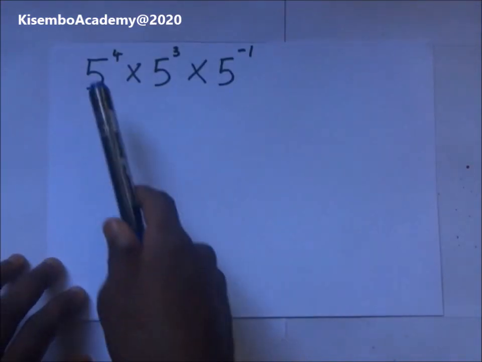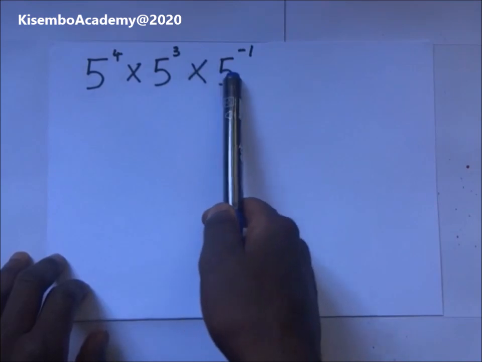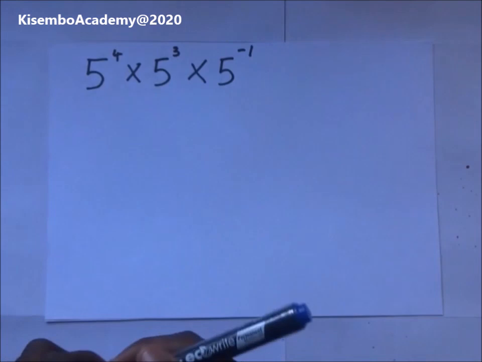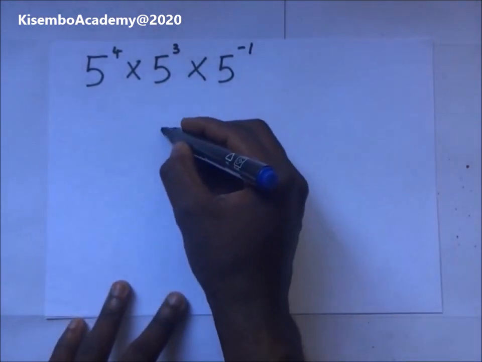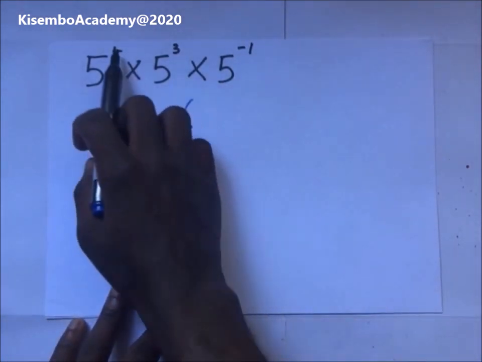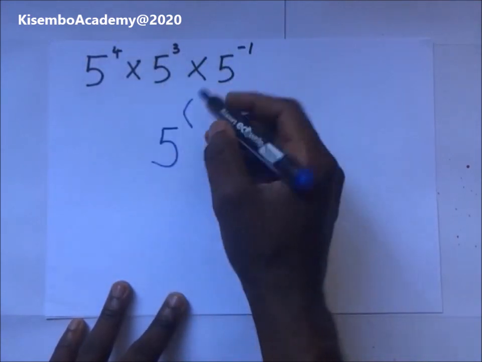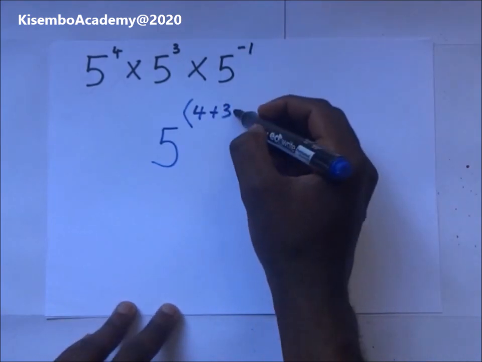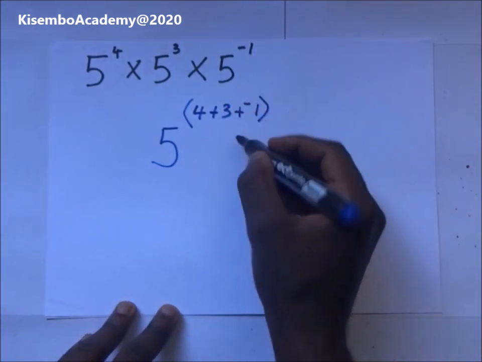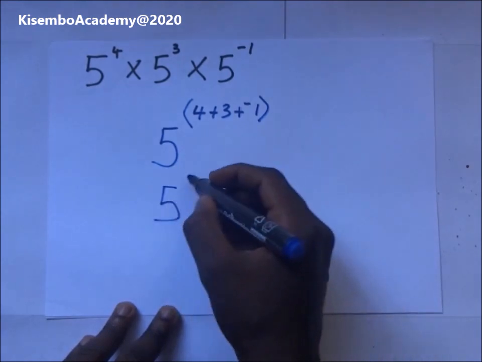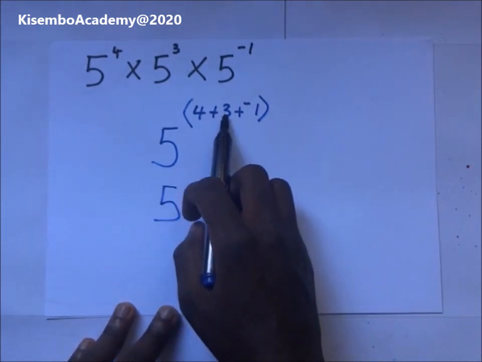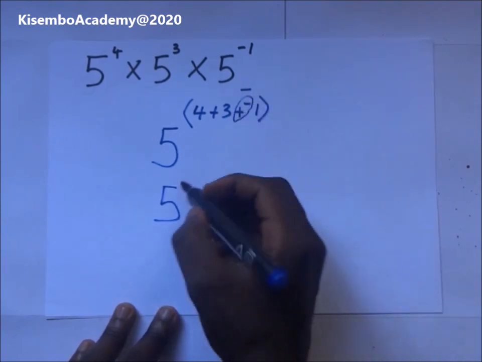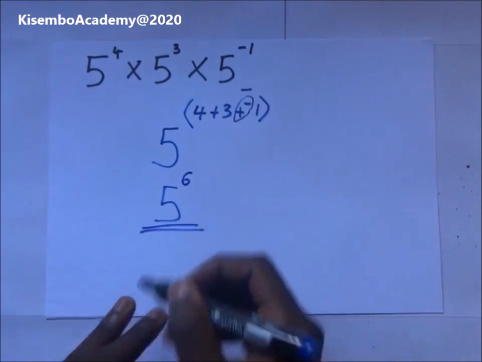Right here, still the same: 5 times 5 times 5. This is multiplication of indices, so we maintain the base since it's the same. So it's going to become 5 to the power, you add the powers, so it's going to be 4 plus 3 plus negative 1. Definitely this is going to become 5 to the power 4 plus 3, 7, and then minus. 7 minus 1 is 6, so it's 5 to the power 6.